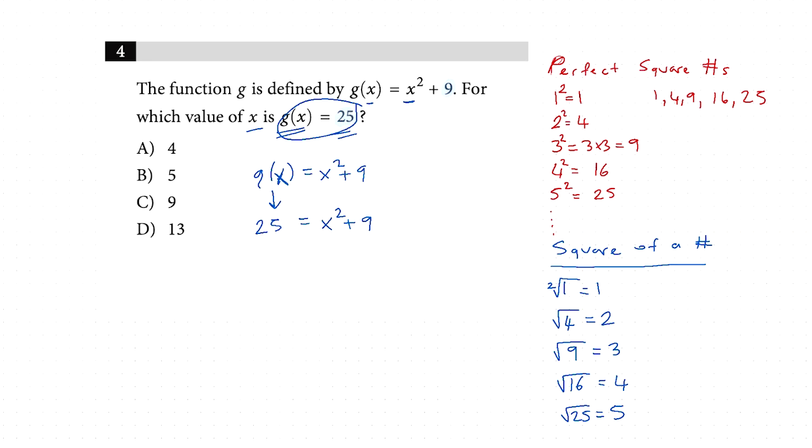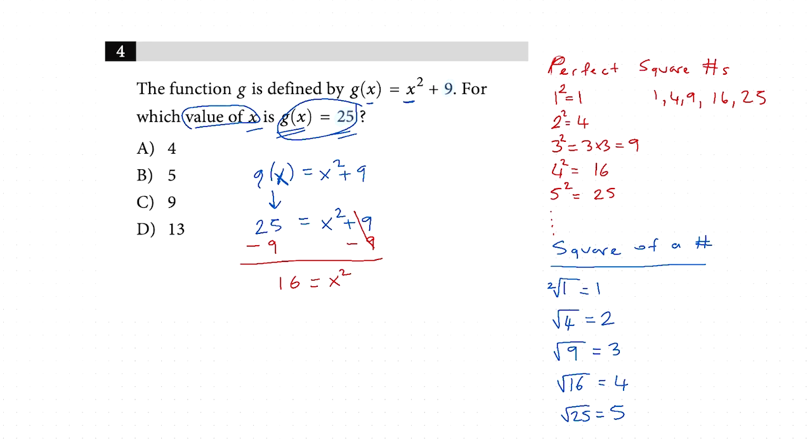To find the value of x, I need to isolate x. To isolate x, I'm going to subtract 9 from each side to cancel the positive 9 on the right side of the equal sign. Positive 9 and negative 9 are gone, and x squared is left. 25 minus 9 is equal to 16, you are right. So x squared is equal to 16.